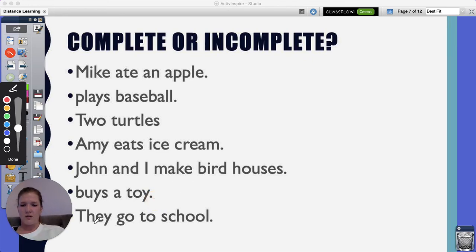And then our last one, they go to school. I see a capital letter. I see a period. I see my subject, which is they. And I see what it's telling me that they are doing, which is go to school. So I definitely see a complete sentence here. Check.